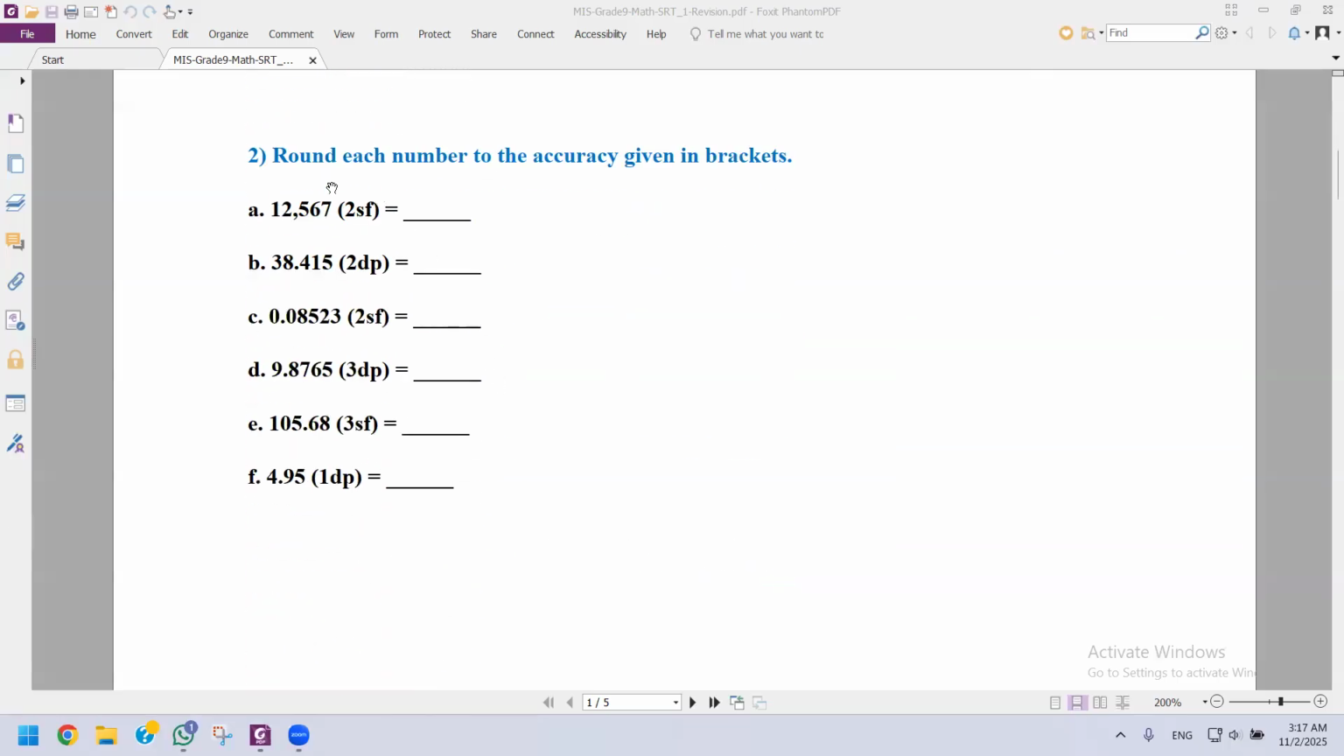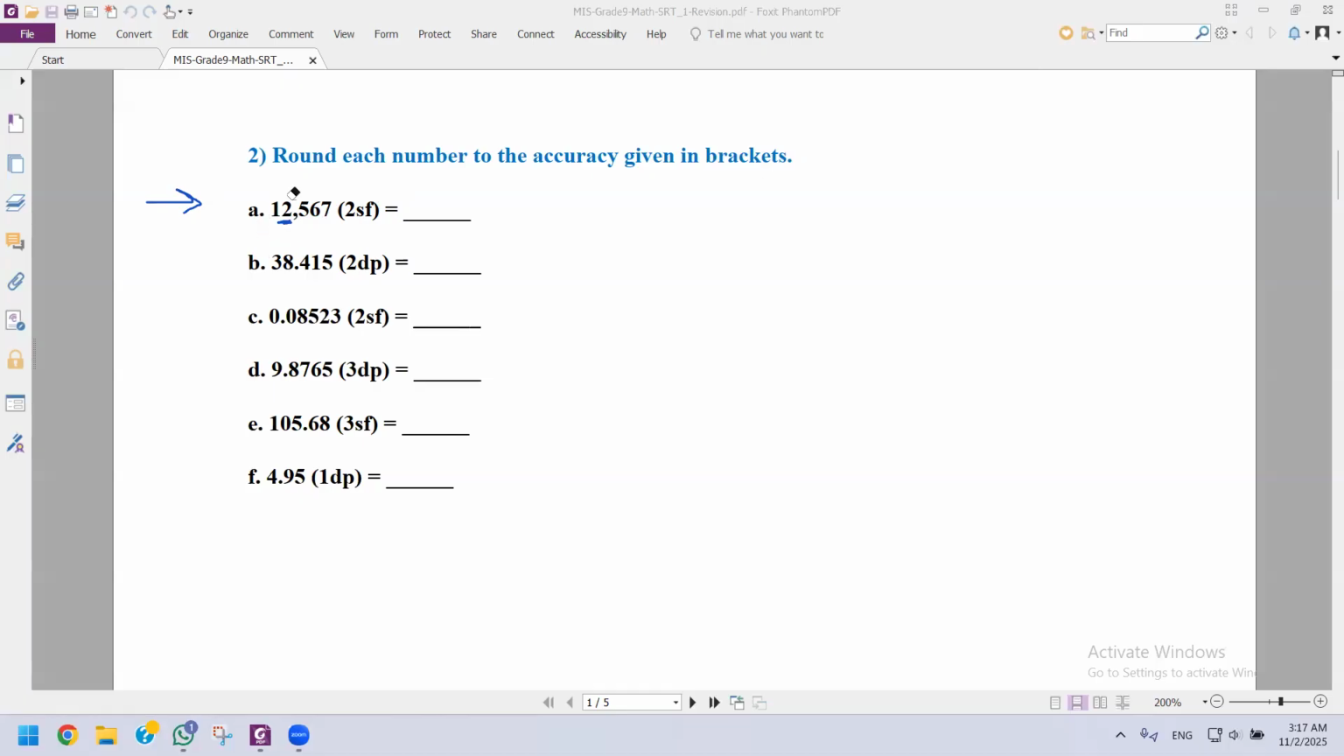Okay, now question 2. Round each number to the accuracy given in the bracket. So in each bracket here, you can see there's an accuracy written. So 2SF means 2 significant figures. Now the first number is 12,567. They said do the rounding for 2 significant figures. Now, how do I count the significant figures? From the left. You count 1, 2. So this one.